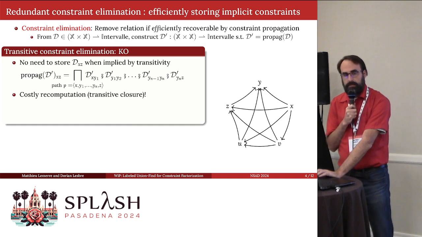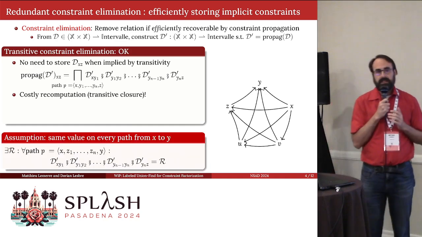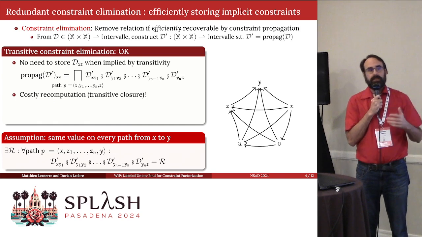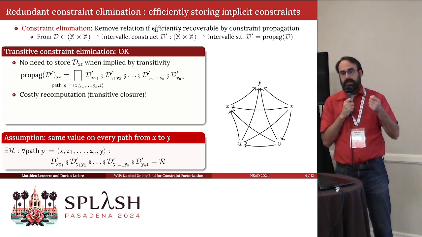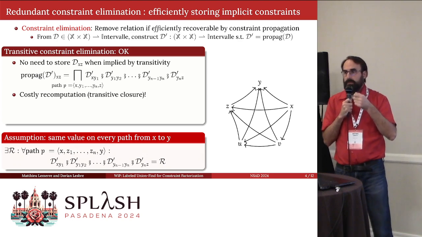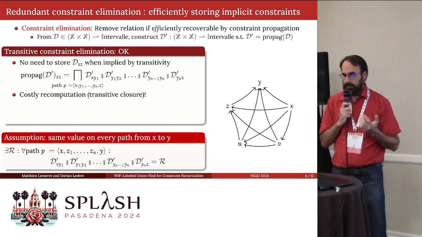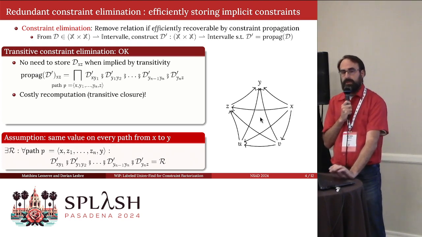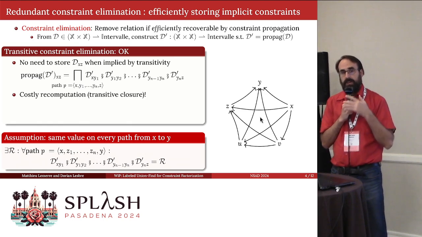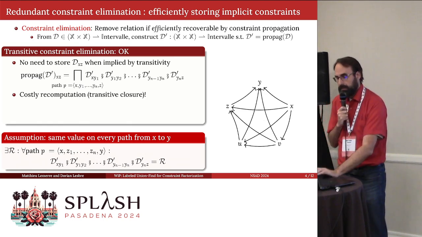So that's why we will be cheating here, and we will be using an assumption. And the assumption is that the value that you will be computing on every path will already be the same. So if you have this assumption, then you don't need to compute the value on every path. You only need to compute the value on one path.